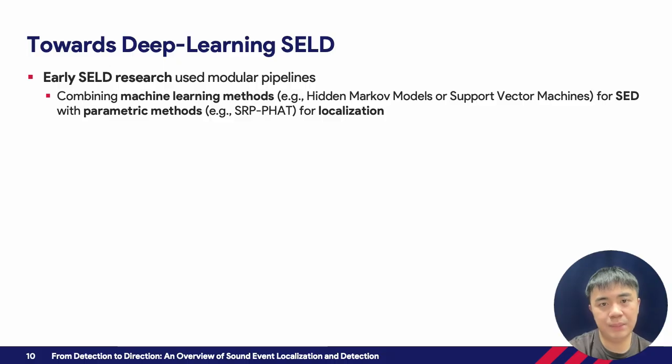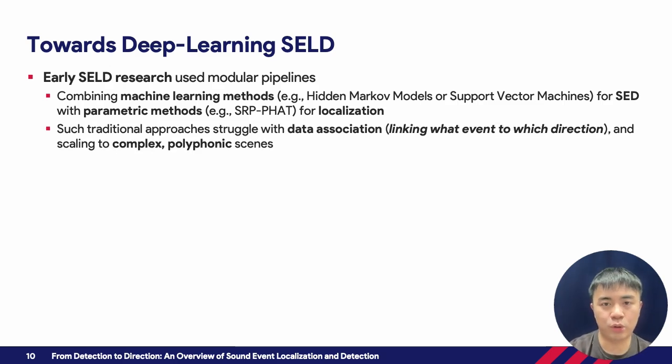So this brings us to the key methodological shift in the field. As we just saw, early SELD research often used modular pipelines. We have one system for detection, maybe a classical machine learning model like a support vector machine, and a completely separate, traditional method for localization. So the fundamental problem with this approach is what we call data association. If your SED model, say, detects a speech and a dog event, and your direction of arrival estimation module finds one source at 30 degrees and another at 60 degrees, how do you reliably know which sound came from which direction?